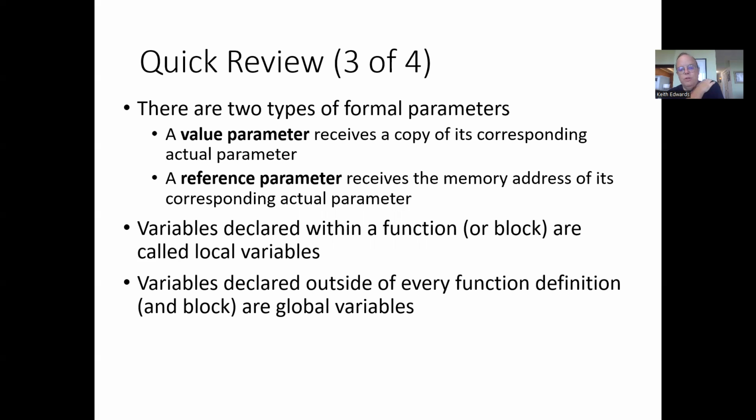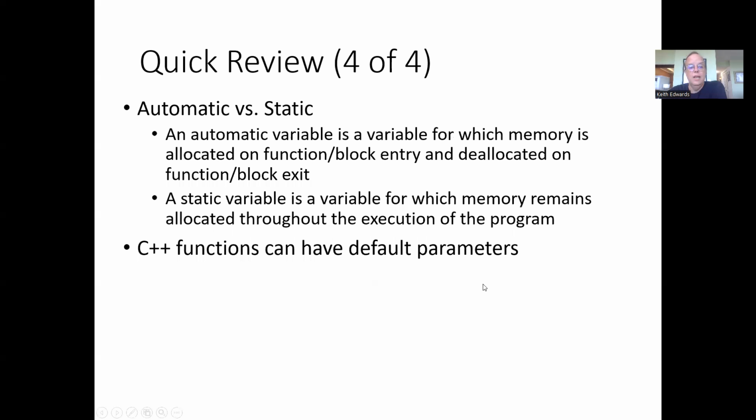Variables declared within a function are called local variables, and those declared outside of every function definition are called global variables. Then we saw automatic versus static variables, and the automatics are the ones that we've been used to using so far. The memory gets allocated on the function block entry and deallocated on the exit. A static variable is a variable for which the memory remains allocated throughout the execution of the program, so you can use it to keep track of how many times you called a function. C++ functions can also have default parameters, and that's treated in chapter 6 of the textbook.